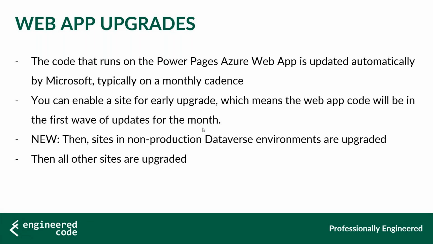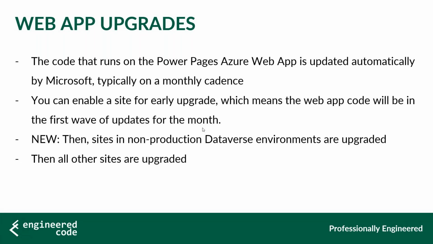What they've introduced recently is a middle tier. It's roughly weeks. So if you check the early upgrade, you're going to be in the first week. If you don't check the early upgrade, now Microsoft splits them into two separate groups. It used to be either early upgrade or not early upgrade. Now they've got three groups. There's early upgrade, and then not early upgrade but not production environments, and then you've got production environments.